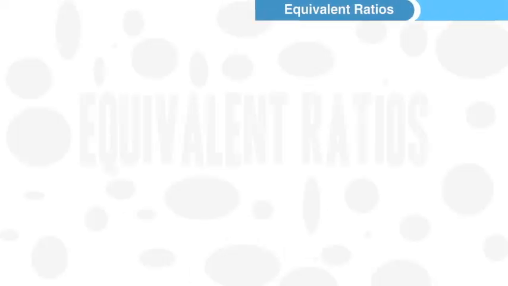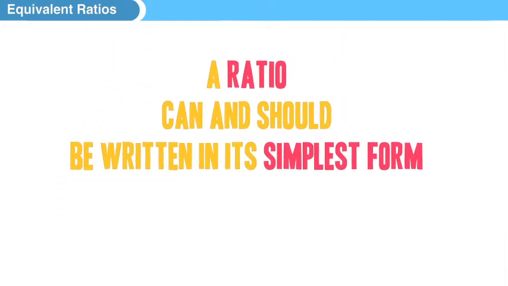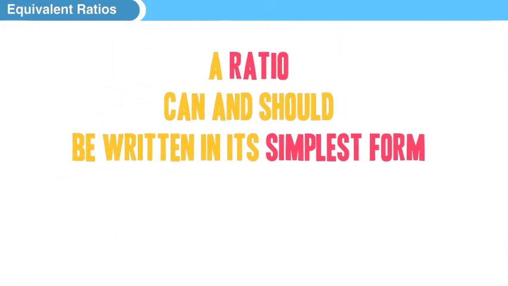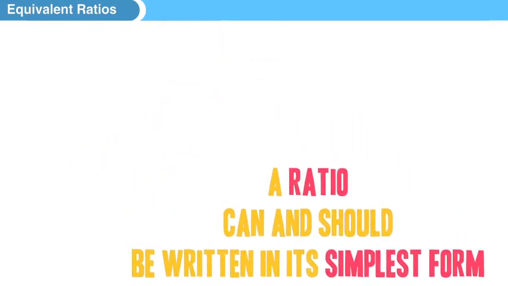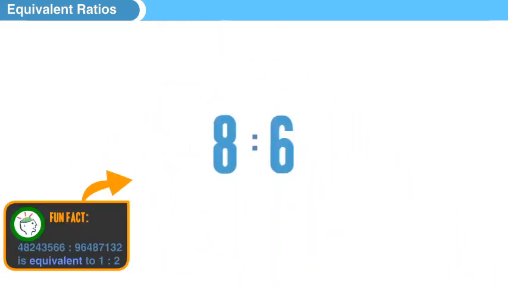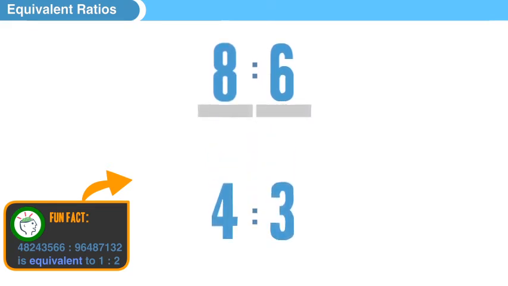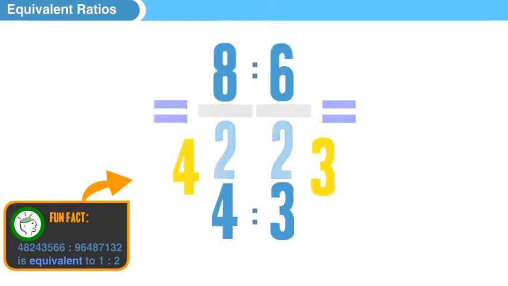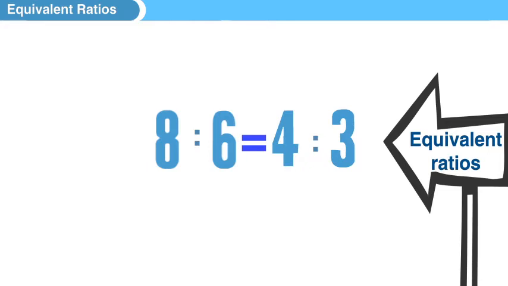This lesson is going to be on equivalent ratios. In our introductory lesson about ratios, we said that a ratio can, and should, be written in simplest form. For example, 8 to 6 can be written in simplest form as 4 to 3, simply by dividing both 8 and 6 by 2. 8 to 6 and 4 to 3 are thus said to be equivalent ratios.